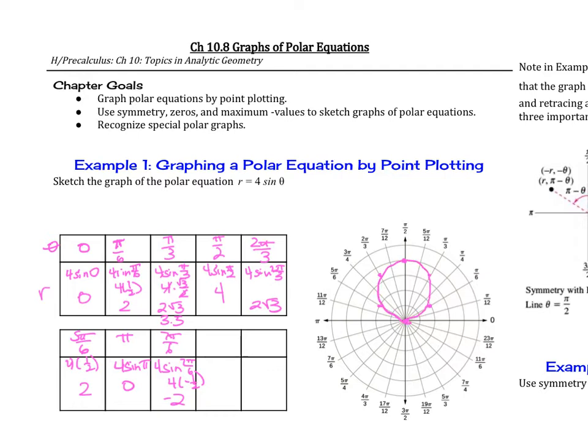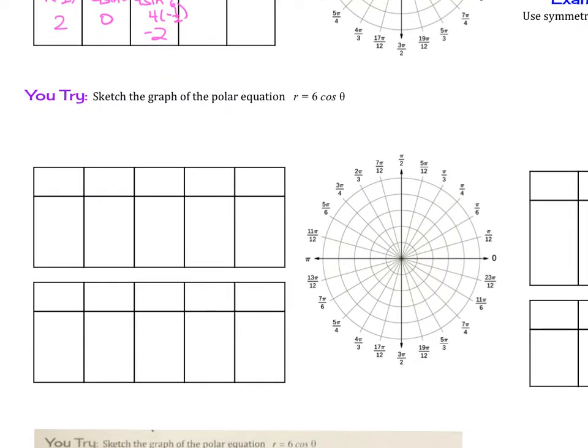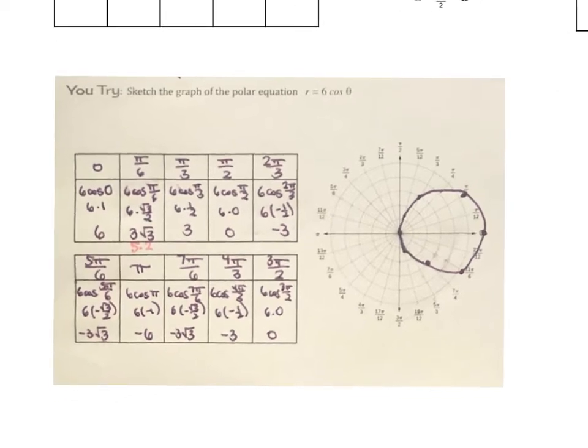So try this example here. Sketch the graph of the polar equation r equals 6 cosine of theta. Okay, hopefully you tried this out and plugged in a bunch of points. This is the graph, and it's over on the right side. You plug in 0, you get a 6, and then if you plug in pi over 6, you get 6 times root 3 over 2, which is 3 times square root of 3, or about 5.2. Then you get these points here, and it just repeats over again.